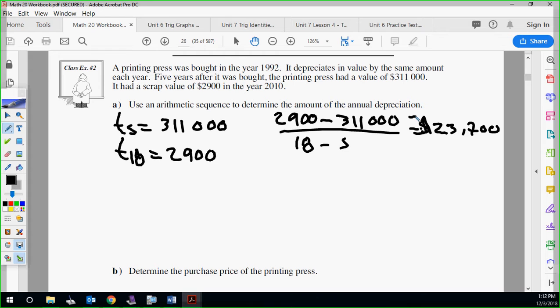Good? You also could do a system of equations there. We know A plus D, all that stuff. Okay? But good. I'll do part B just right above here. So determine the purchase price. What's the purchase price, and how would I do that?